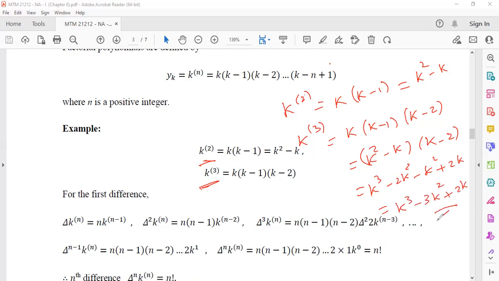Am I right? Let's check the answer. Is that my answer correct?